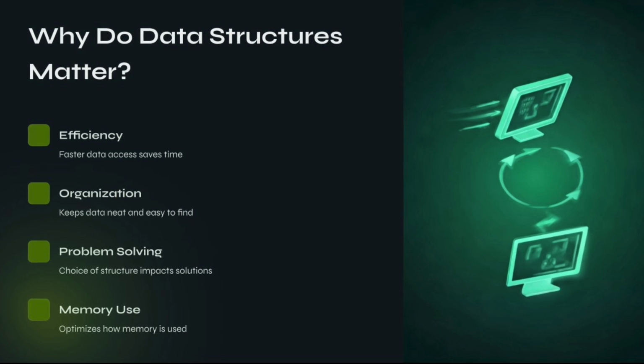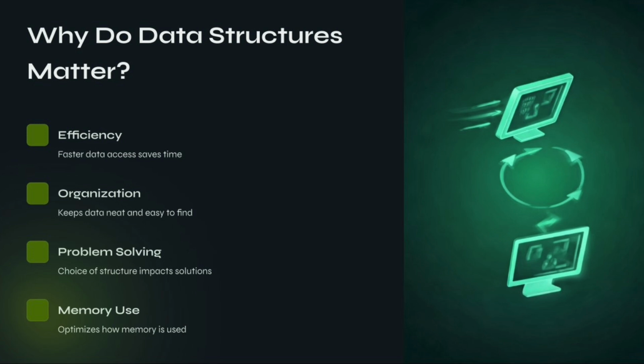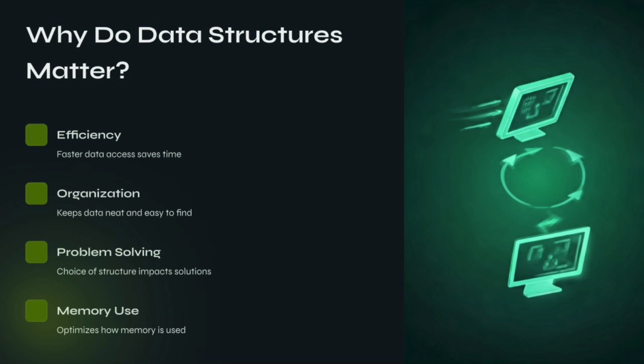Memory use optimizes how memory is used. And finally, here is our memory use. Memory is like space in your backpack. You want to fit in everything you need, but you also want to use the space wisely. Let's say you are building a mobile app for a low-end phone. You can't just use unlimited memory, you have to be smart about how you store data. The wrong data structure may waste space or even crash the app. The right one, on the other hand, will fit the data perfectly, no more, no less, and will work smoothly even with limited resources.